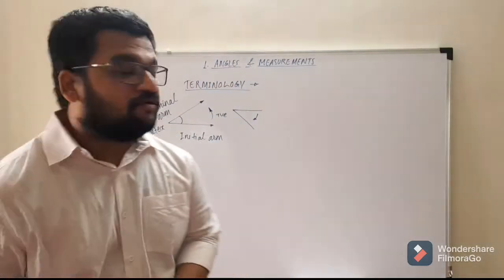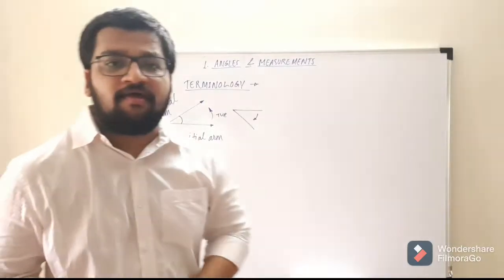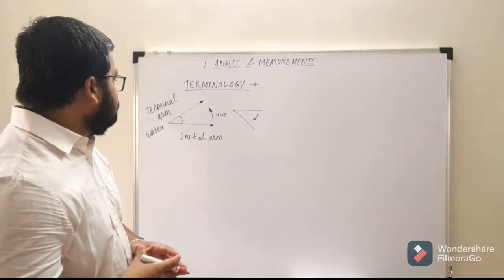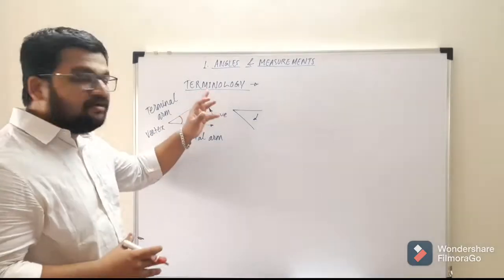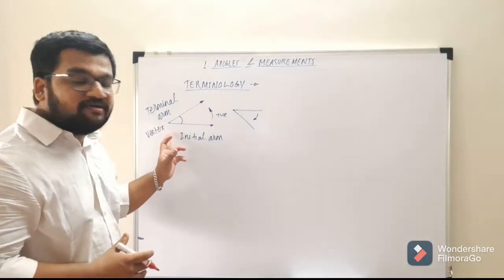Today we are going to learn the first chapter of 11th Science Maths, that is angles and measurements. So let us first understand what an angle is. In the terminology of an angle, there are three basic concepts: one is terminal arm, initial arm and the vertex.